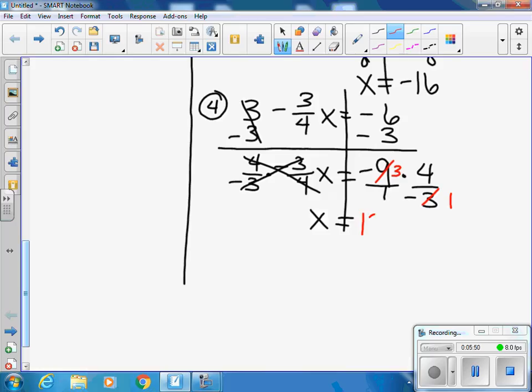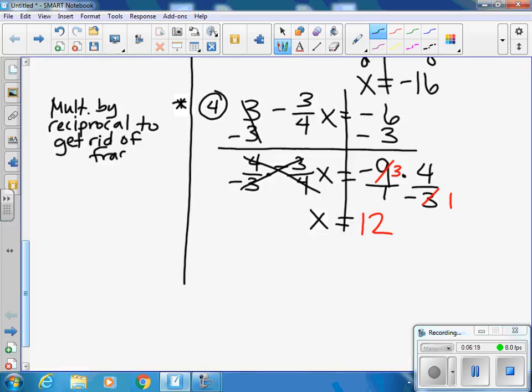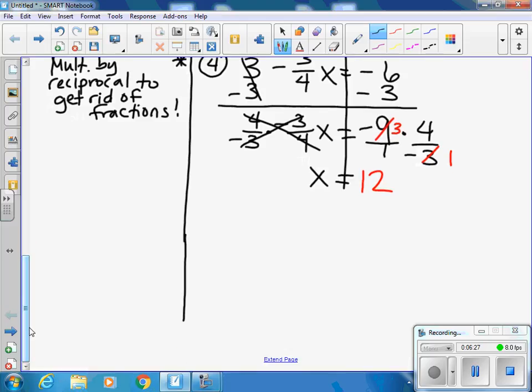3 times 4 is going to give me 12. I don't need to put the 1 on the bottom because 12/1 is still 12. Right? So just recognize that you don't need that 1 there. All right, so over to the side of number 4, you want to put the little reminder to multiply by the reciprocal to get rid of fractions. Okay, that's something you're going to have to remember to do as you go through and solve these equations, because it's going to work for every single type that we do.